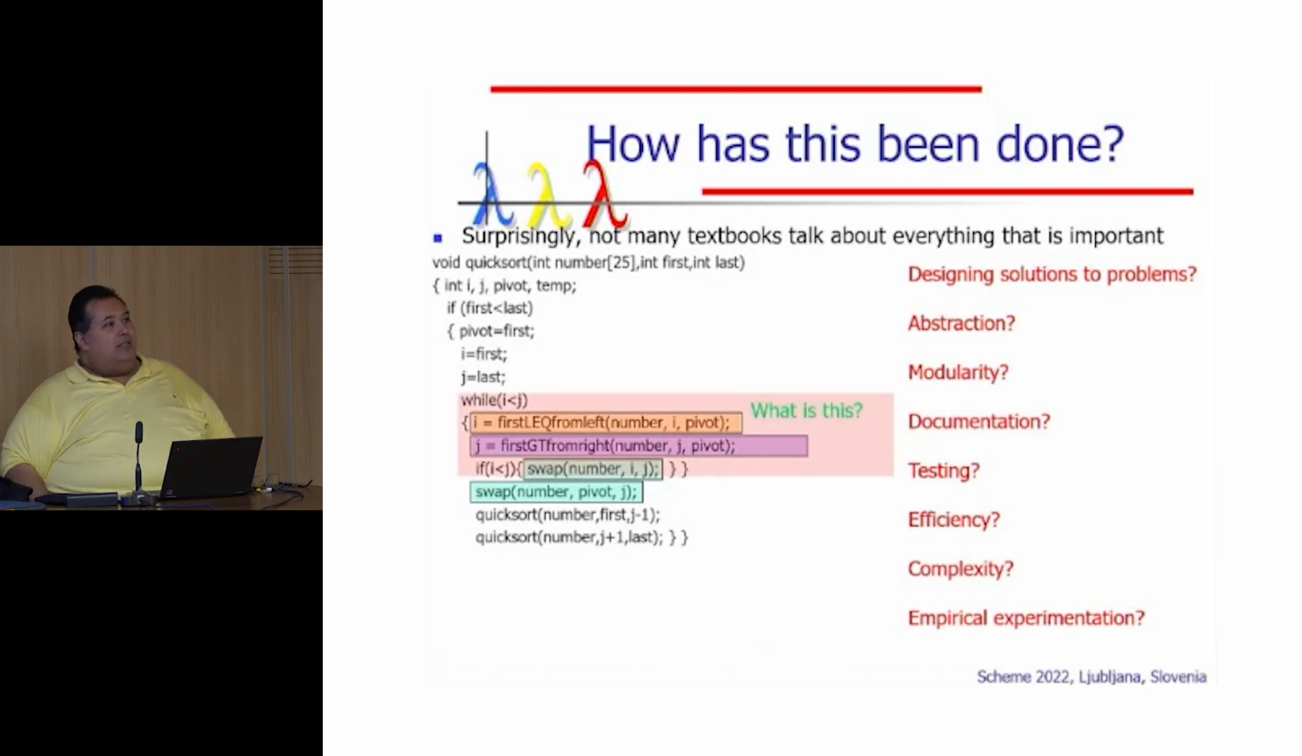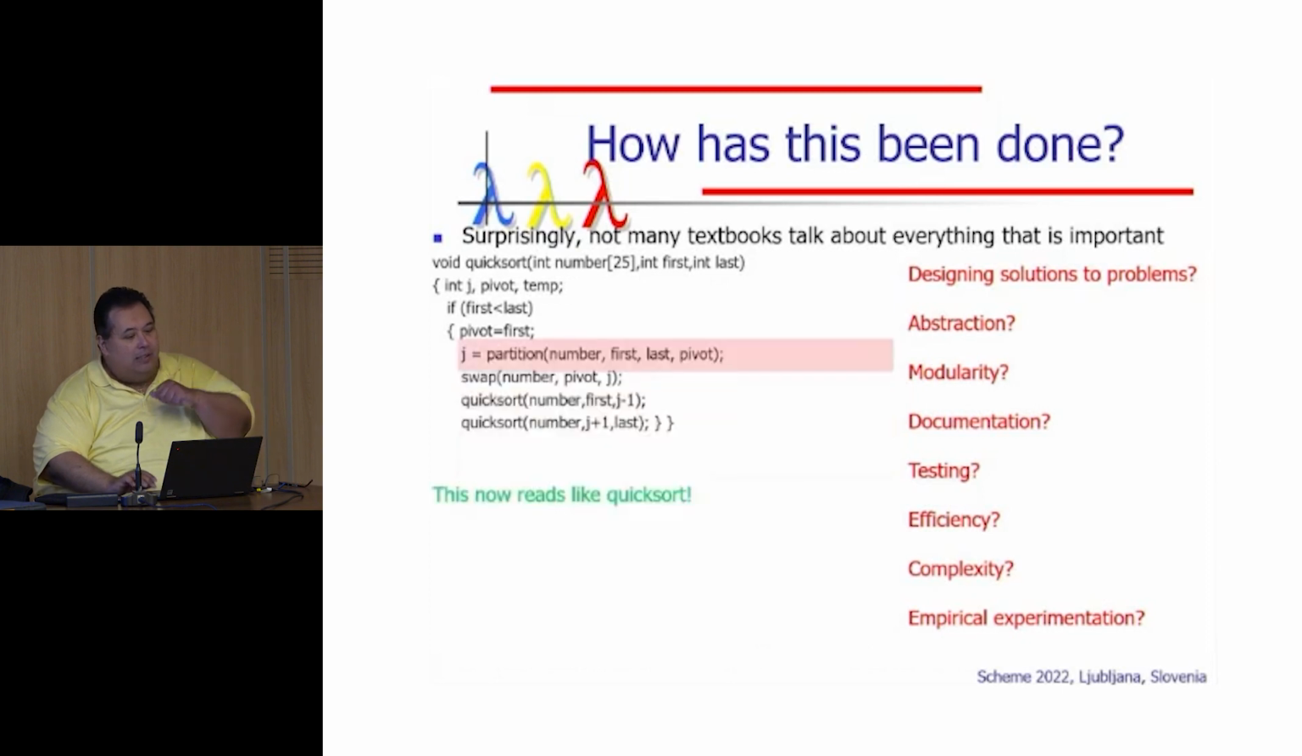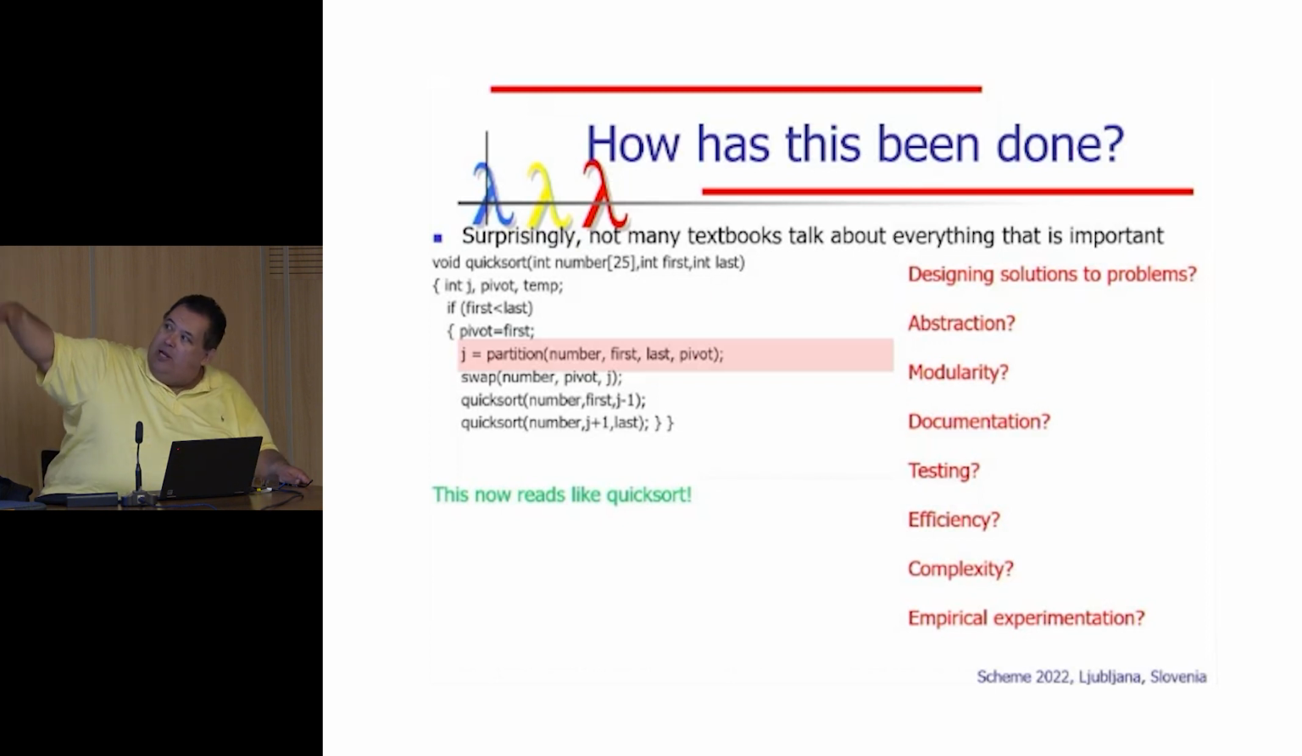And you look at that and you say, well, we understand quicksort. So this is the loop that partitions the vector. Well, that's a separate problem. A separate function for that. And so if you do that, now your code looks like this. And now that reads like quicksort, and you say, oh, okay, I get it. It's easier to understand. So look, originally, no abstraction, no modularity, no documentation, none of this stuff for beginners.